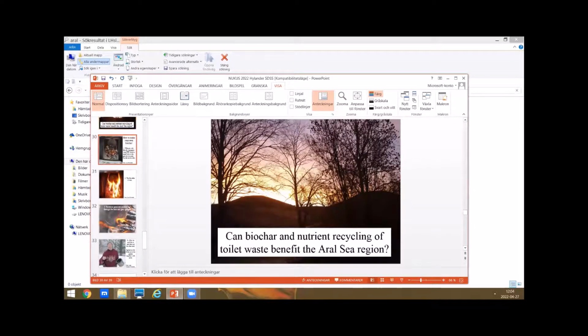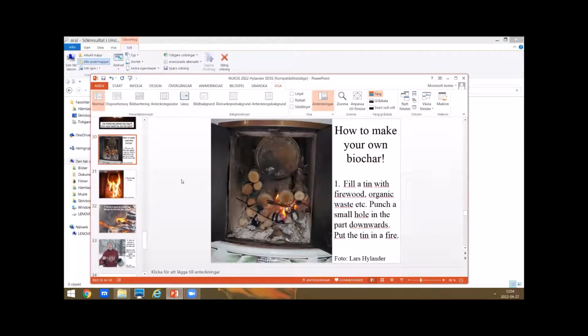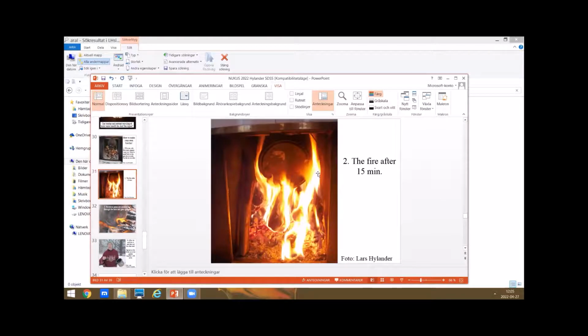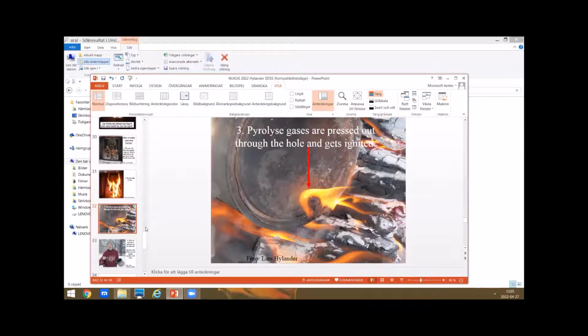And you could produce the biochar in quite simple ways. You could just use one iron tin and make a hole in the bottom. You fill it with wood, and then you put it in a bigger fire. Fifty minutes after the fire was lit, you see that it's a high temperature in the fire, and the temperature is also high inside the tin. And through this small hole, pyrolysis gases are pressed out, and then they get ignited and contribute to the heat in the fire or in the room or wherever you use the heat.